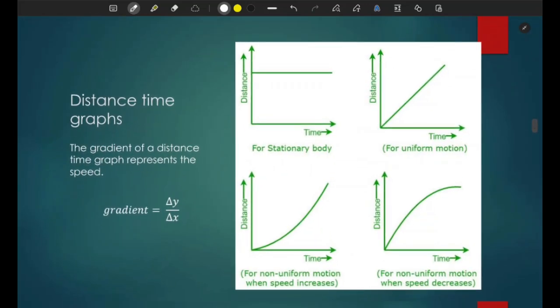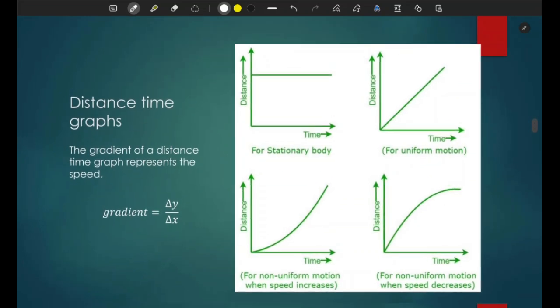So now let's look at motion graphs. The first one is distance time graphs. The first distance time graph is for a stationary body. For a stationary body, it's going to be a straight horizontal line, which means that the object is at rest. The next one you need to know is for uniform motion or constant speed. For constant speed, the graph is going to be a straight line through the origin.